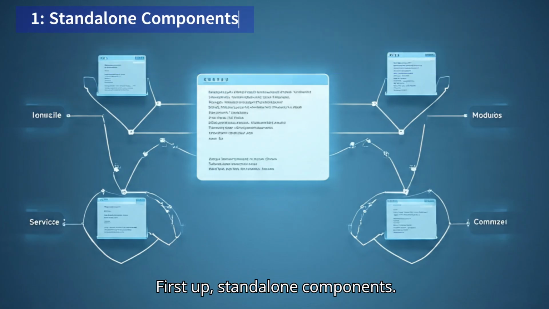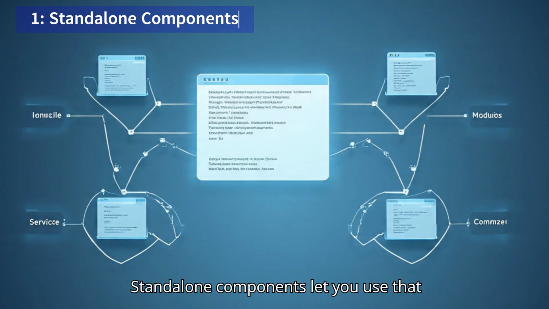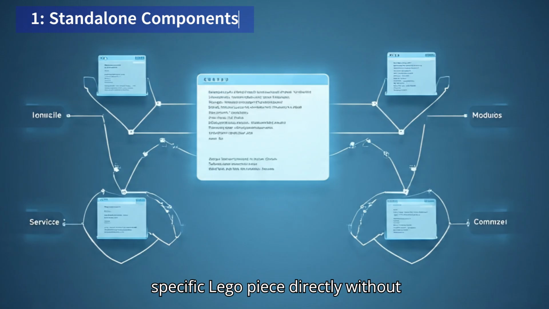First up, standalone components. Why is it useful? Imagine building with Legos. Traditionally, you'd put a bunch of Legos into a module box before using them. Standalone components let you use that specific Lego piece directly, without needing the module box. This cuts down on extra files and makes your app's structure much clearer.